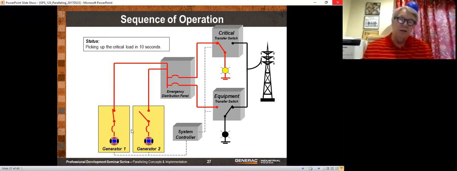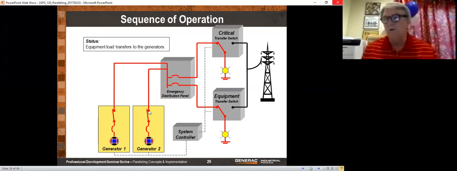Now you can see that generator number 2 sees the power on the bus because it's right there on the other side of that contactor, which we're showing as a switch, but it's actually a contactor. Since all of the synchronizing, all the load sharing, everything is right in the generator itself, it goes ahead and synchronizes, and it will do that generally within 1 to 2 seconds. At that point, it goes ahead and closes. Now we have full power on our system, and the equipment transfer switch closes.